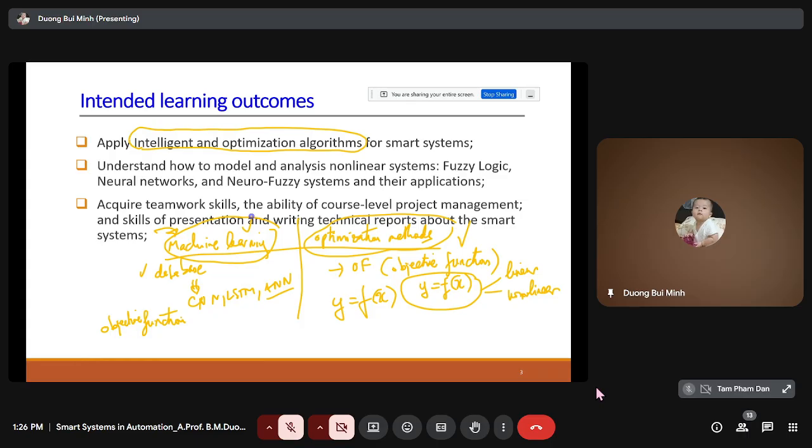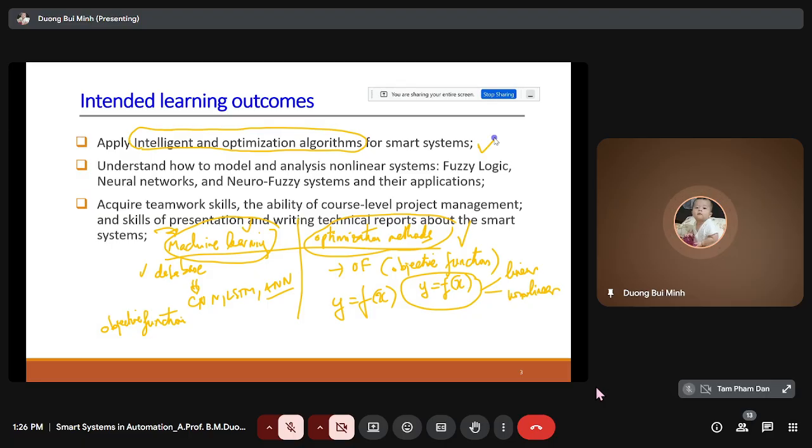And if we have more time, we continue to study how to model and analyze non-linear systems. But this year, we just finished the first learning outcomes. We don't have more time to discuss neural networks or neural physics systems.